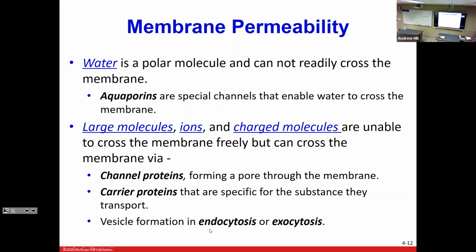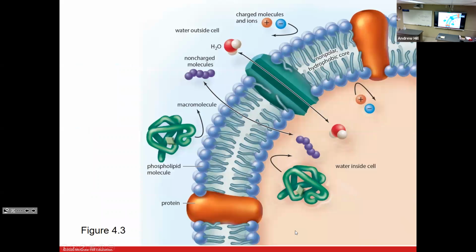And then we're going to talk about vesicle formation. There are also very large molecules like proteins, and some polypeptides are relatively large. They're going to have to move across the membrane through two cellular processes. One's called endocytosis, the other is exocytosis. Okay, so here's a bit of a summary of some of the things we were talking about earlier. This is a good diagram to study and understand.